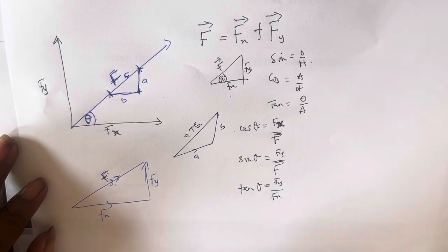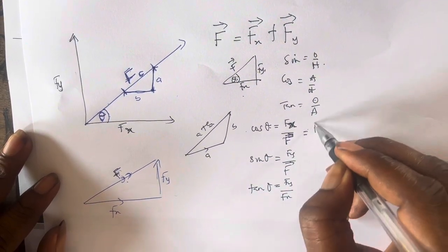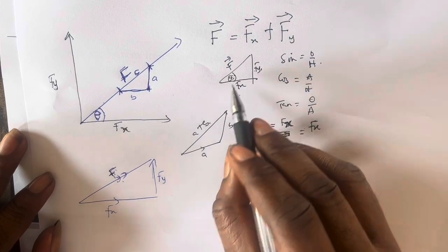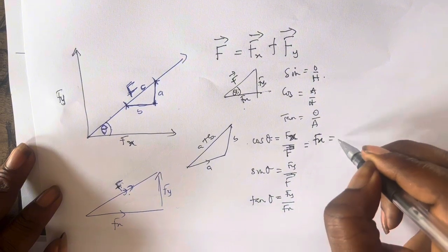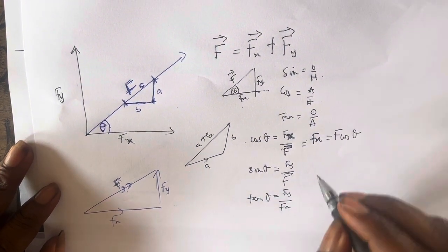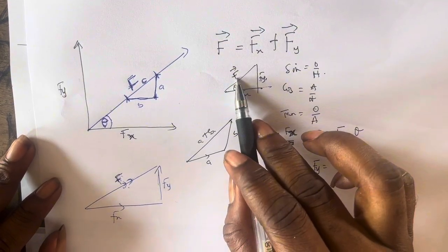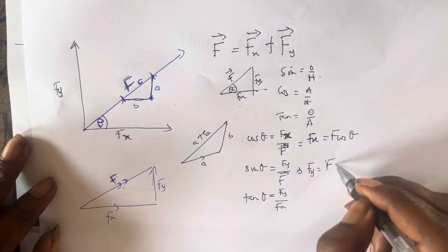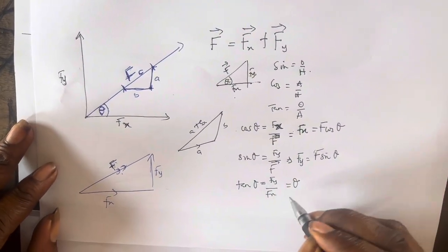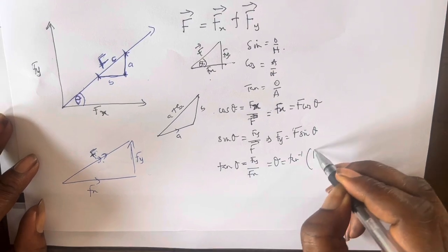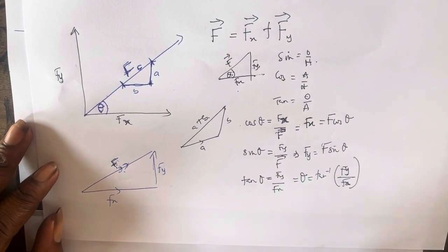Your Fx, your adjacent. So from here you can say Fx, the horizontal component of the resultant vector, is equal to F cos theta. And Fy, the vertical component of your resultant force, is equal to F sine theta. The angle theta can be the tan inverse of your vertical component over your horizontal component.